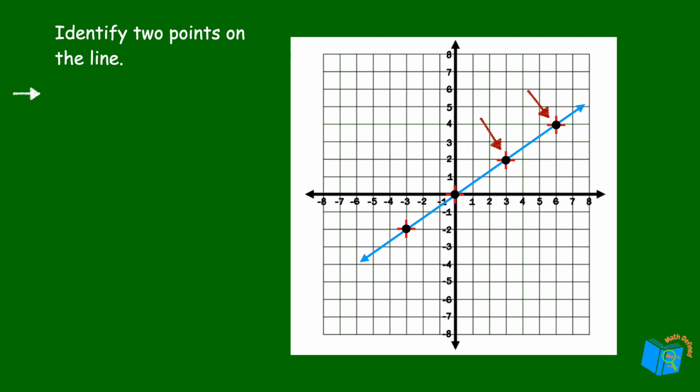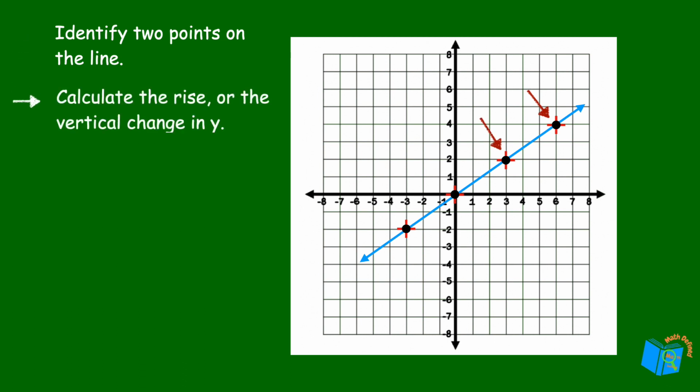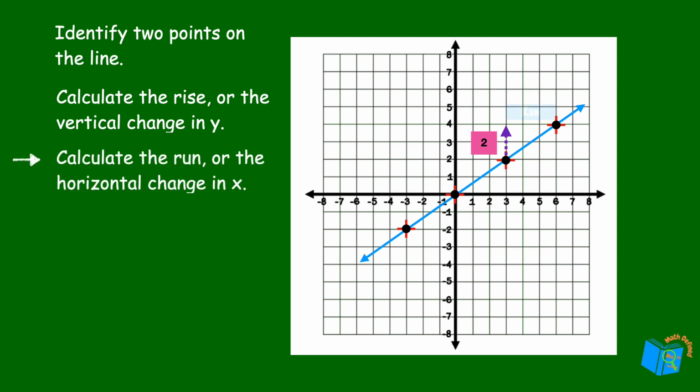The second step is to calculate the rise, or the vertical change in y. I will use this point here to do this. To calculate the rise, I need to count up the number of squares to reach the height of the second point, which is 2. The third step is to calculate the run, or the horizontal change in x. Starting at the top of the rise arrow, I'll count over the number of squares to the right to reach this second point, which is 3.